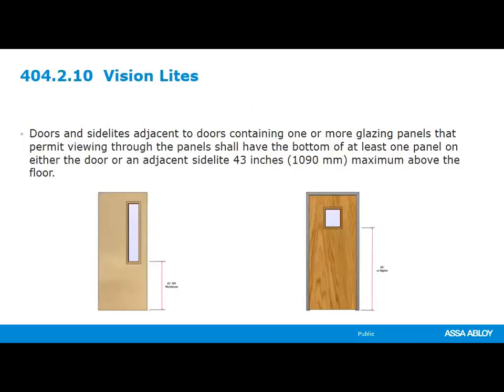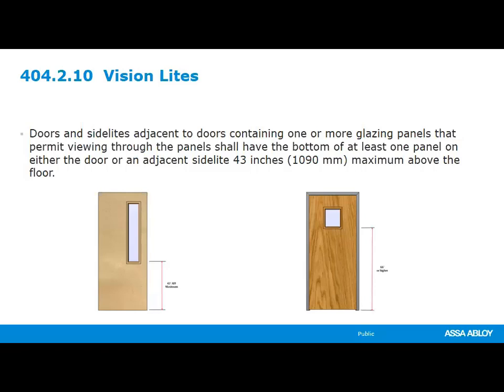Doors and side lights adjacent to doors containing one or more glazing panel that permits viewing through the panels shall have the bottom of at least one panel on either the door or the adjacent side light, 43 inches maximum above the floor. And there is an exception to this. Vision lights with the lowest part more than 66 inches above the floor shall not be required to comply with this section.